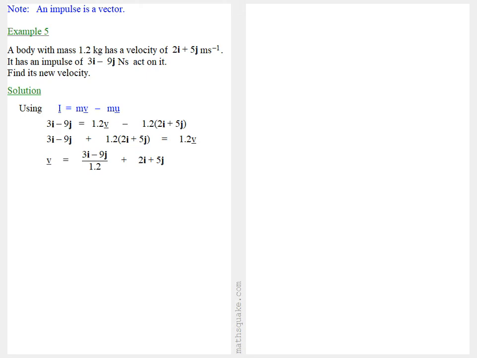And dividing all the way through by 1.2, we get v equals 3i minus 9j over 1.2 plus 2i plus 5j. And that works out to be v is equal to 2.5i minus 7.5j plus 2i plus 5j. And so our answer works out to be v equals 4.5i minus 2.5j meters per second.